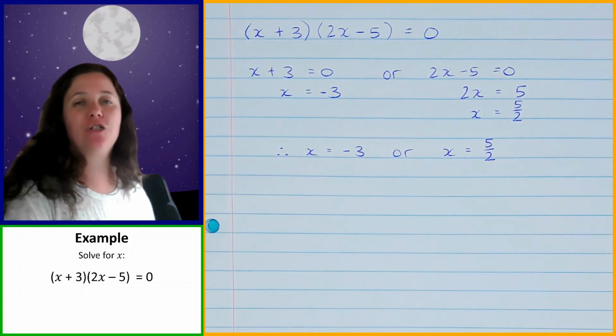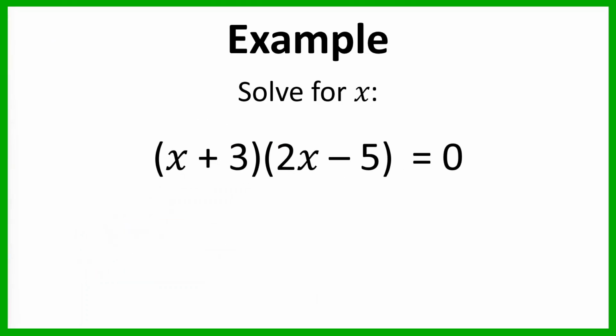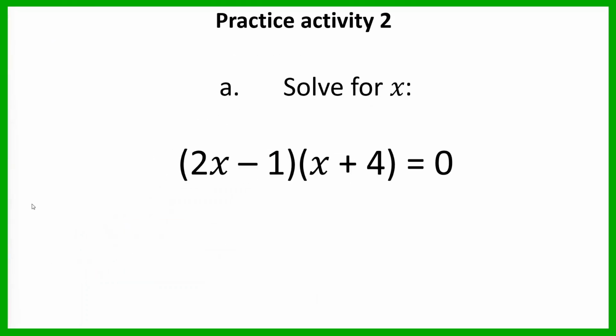So now I'm going to give you a couple that you're going to do for yourself. Here's the first one you're going to do. You've got to solve for x. If you have (2x - 1) multiplied by (x + 4) equal to 0. I'm going to give you 1 minute to solve this equation.